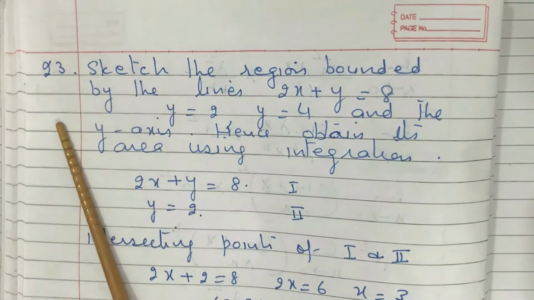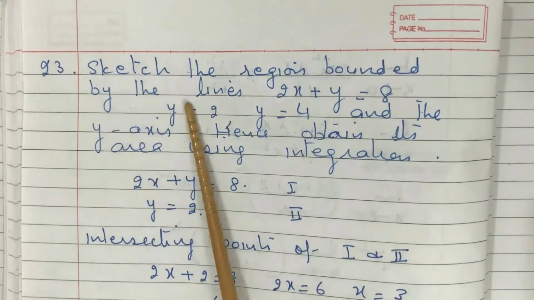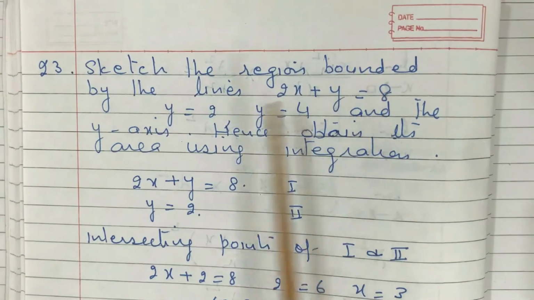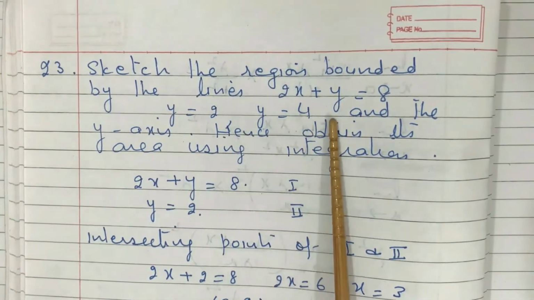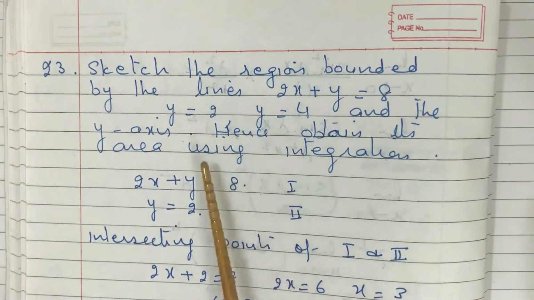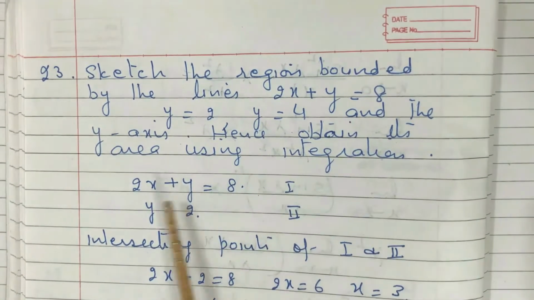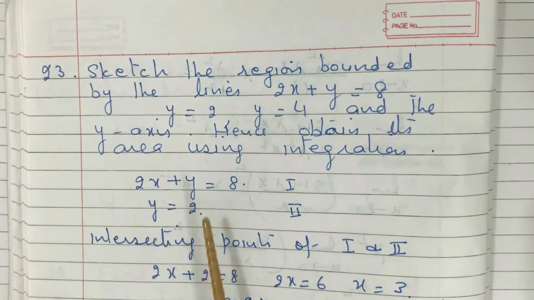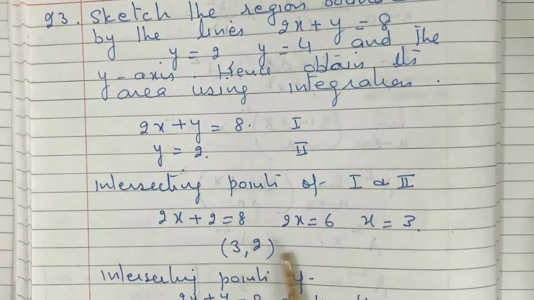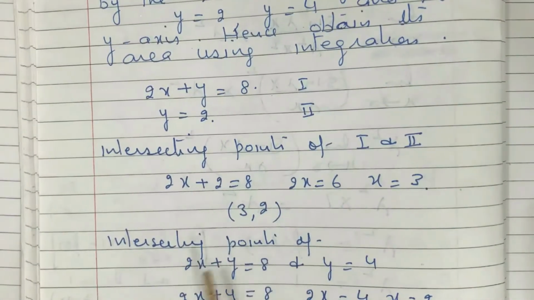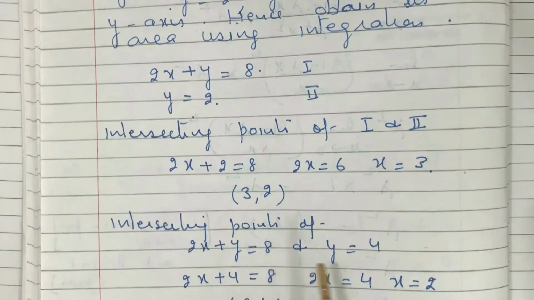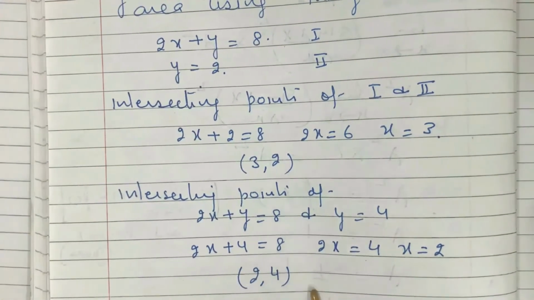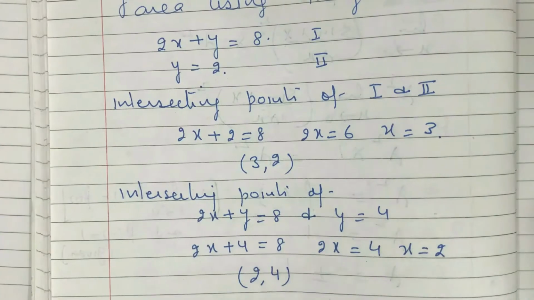Now 23rd question is, sketch the region bounded by the lines 2x plus y is equal to 8, y is equal to 2, y is equal to 4 and y-axis. Hence obtain the area using integration. So I have this line 2x plus y is equal to 8, y is equal to 2. So intersecting points will be 3 and 2. Intersecting point of this line 2x plus y is equal to 8, y is equal to 4 is 2 and 4. You know how to find the intersecting points.